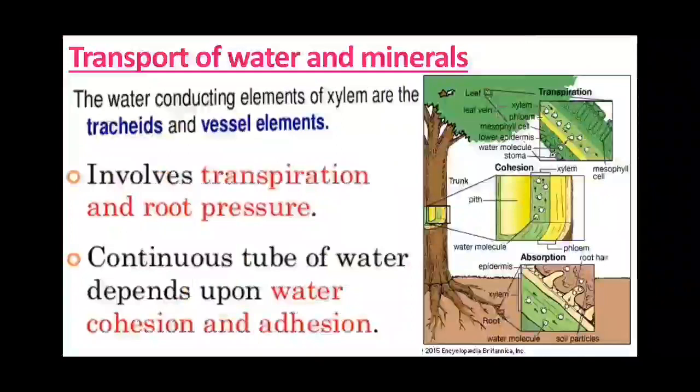The water conducting elements of xylem are tracheids and vessel elements. So, the transport of water and minerals involves transpiration pull and root pressure. That is, it occurs due to the transpiration pull and root pressure. Okay. Now, the continuous flow of water through the xylem channel depends upon cohesion and adhesion. Due to this, the water column does not break.